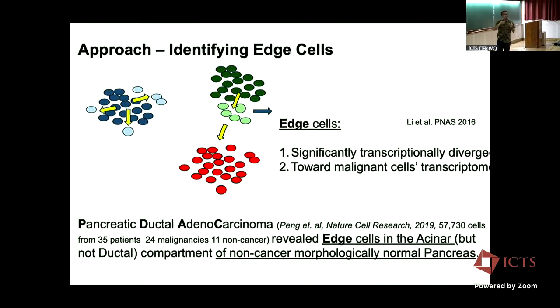So we applied these two statistical tests to every single cluster in a large PDAC pancreatic ductal adenocarcinoma data set, which was the only one available back then. Lucky for us, because it works like magic, this particular hypothesis in this data set. 57,000 cells, 35 patients, 24 with malignancy, and 11 patients without any PDAC, some other pancreatic complications. Okay, right. So we applied this to every single cell type, and only pancreatic acinar cells passed these two tests. Ductal passed the first test, but not the second.